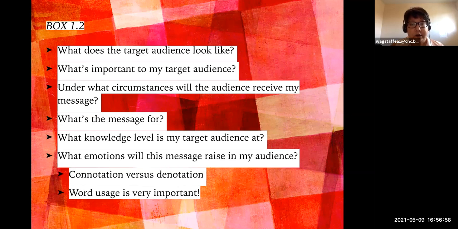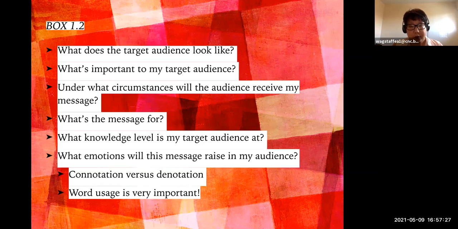What is connotation versus denotation? Denotation is the dictionary definition of a word. Connotation is the sort of emotions and extra feelings that your words would raise in your receiver. So word usage is very important.